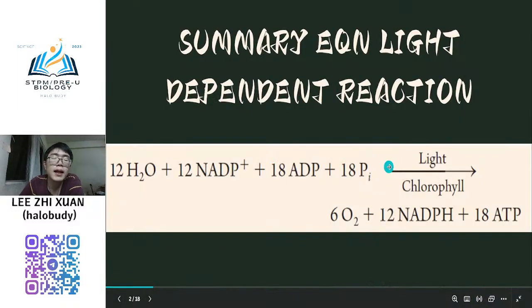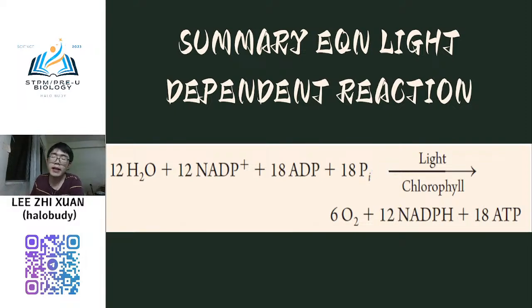Normally the light dependent reaction involves light, because it already says light dependent. Dependent means it depends on light. If there is light, then there is the reaction. If there is no light, there is no reaction at all. That is why it is called light dependent, because it depends on light.